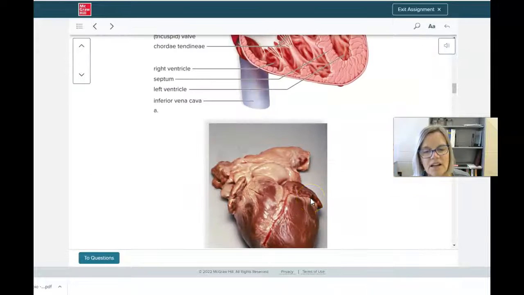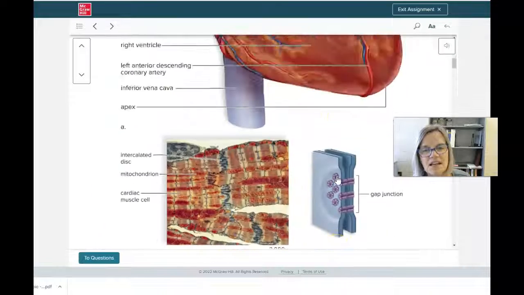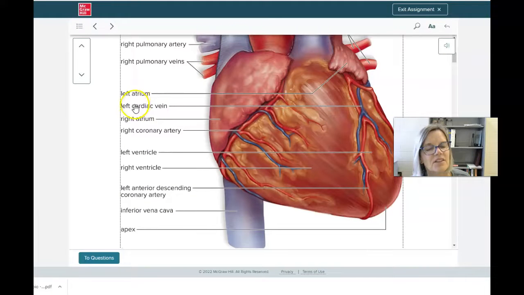If you look at the heart itself, you see that there are blood vessels on the surface of the heart. And you can see that here on this one too. And here they're called the cardiac vein and the coronary artery. And these blood vessels are the ones that supply the heart, or the myocardium, the muscle. They supply the heart tissue itself with oxygenated blood and take away deoxygenated blood.